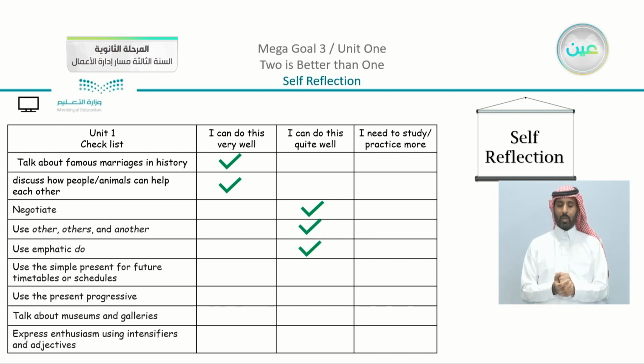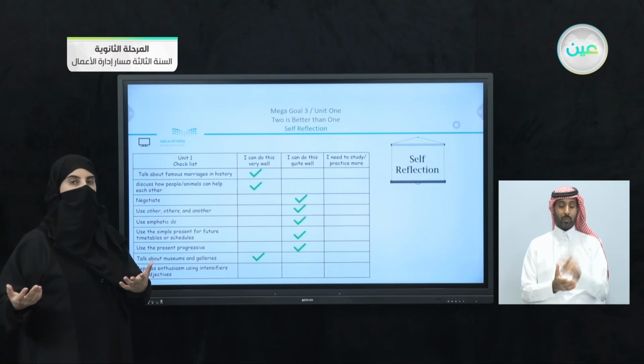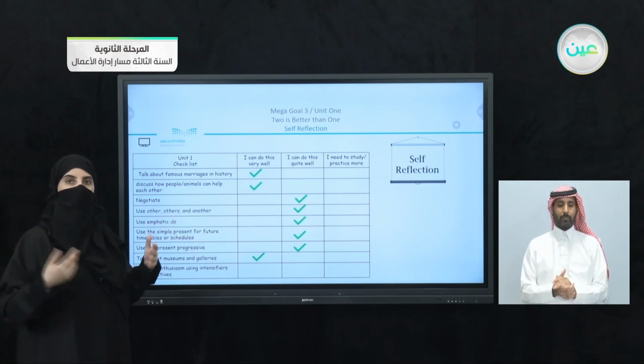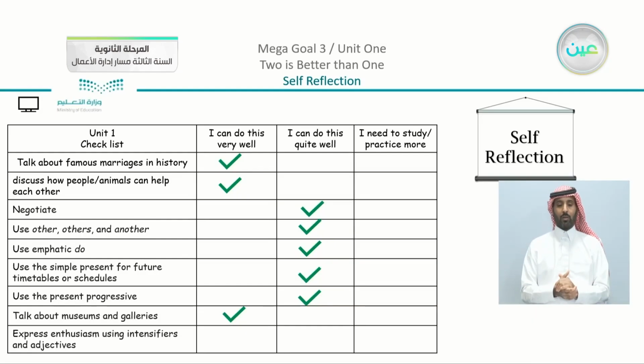Use the simple present for future timetables or schedules. Use the present progressive. Talk about museums and galleries. So here I evaluated myself. You can, or you may have other points of view. And we have the last one, to express enthusiasm using intensifiers and adjectives. This one I feel that I need to study or practice more.